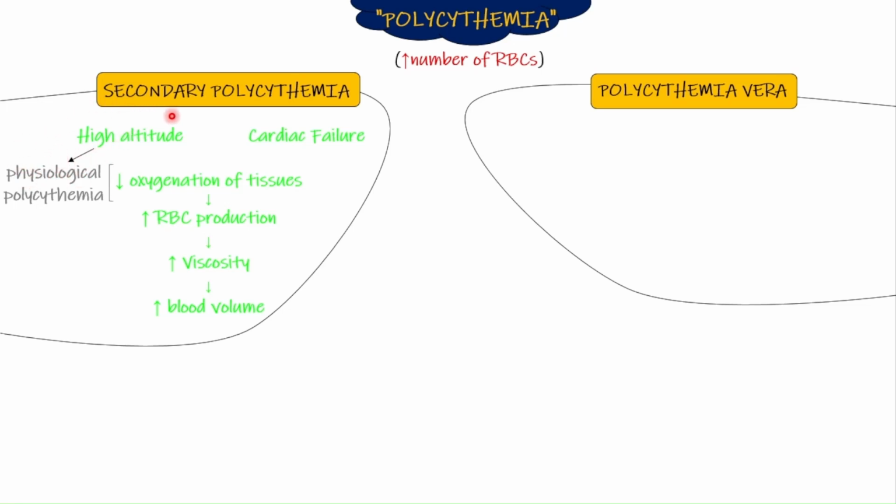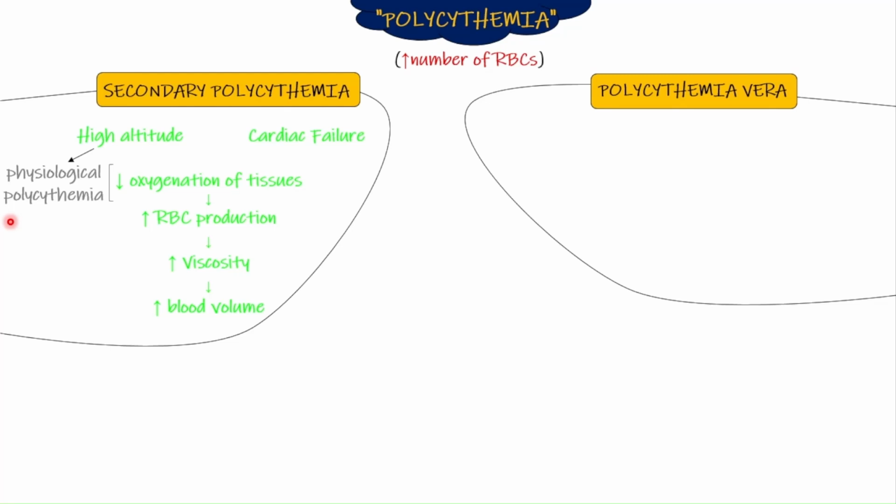Now, if this secondary cause is physiological, then this is known as physiological polycythemia. So the cause in high altitude is physiological. This is not some pathological cause, whereas cardiac failure is a pathological cause. So secondary polycythemia because of high altitude is basically a physiological polycythemia. It's the normal physiology working to provide more red blood cells.